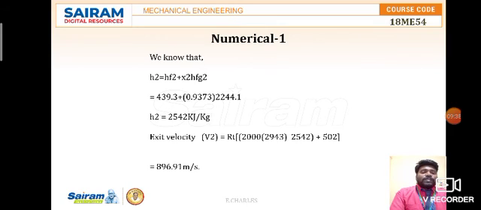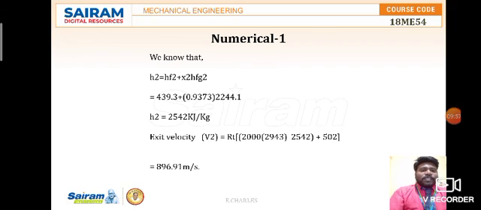We substitute these values and find the final enthalpy. H2 is equal to 2542 kilojoules per kg. This is not per Kelvin; this is kilojoules per kg, because for all heat energies the units will be kilojoules per kg, and for entropies it will be kilojoules per kg Kelvin.